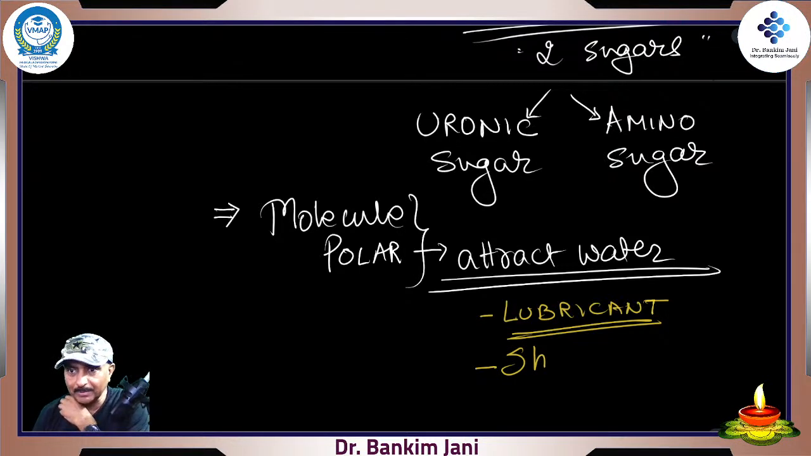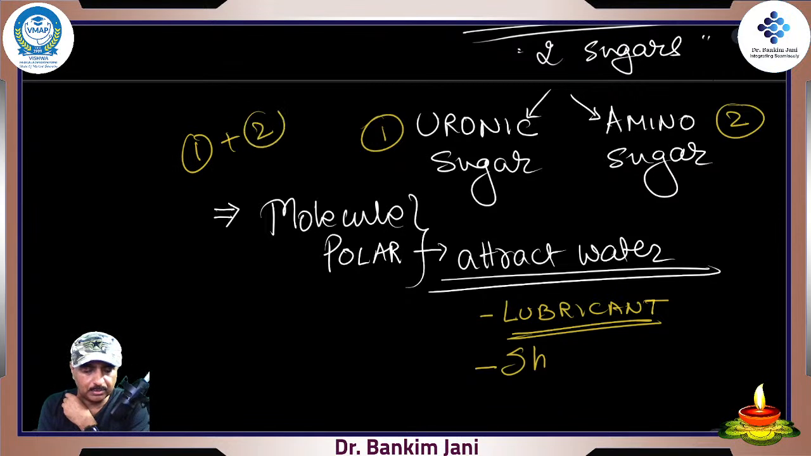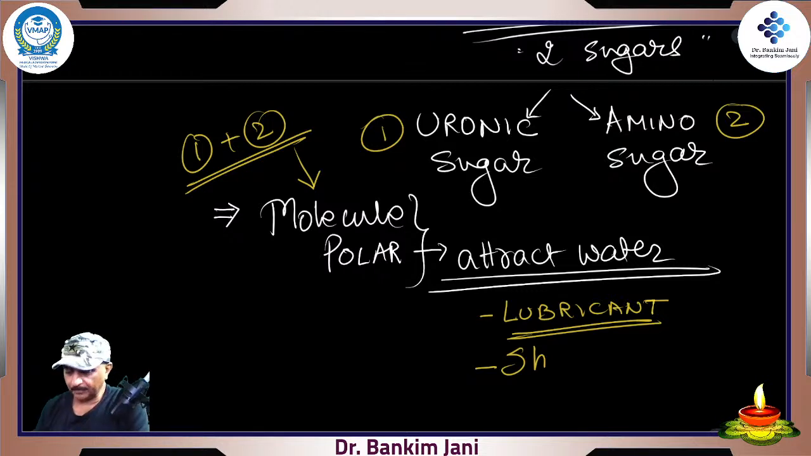Which sugar combines to form molecules? These two sugars, uronic sugar 1 and the amine sugar 2, right? So 1 plus 2, that's what forms the pair, and it leads to a polar molecule, right? So this is like a shock absorber, right?